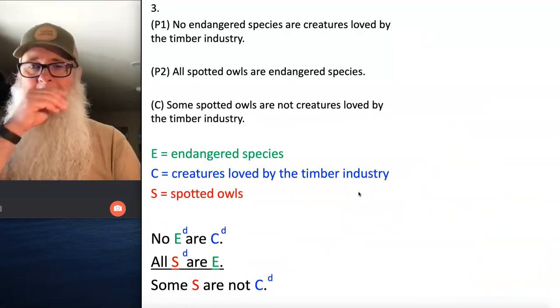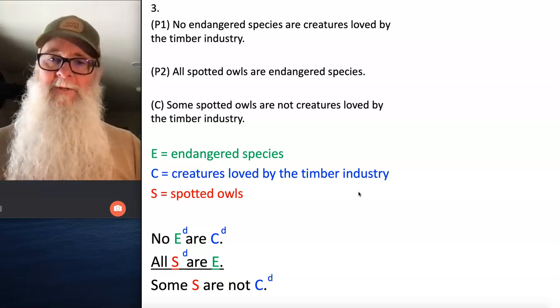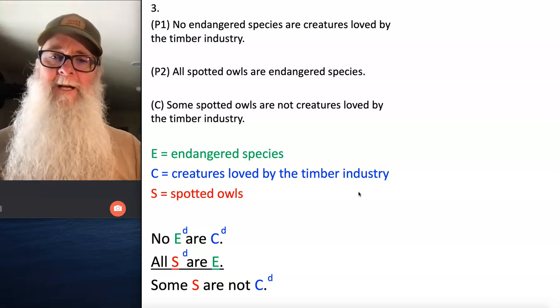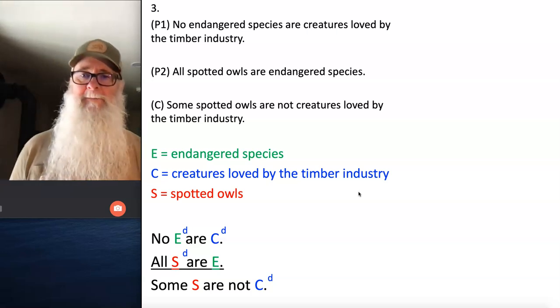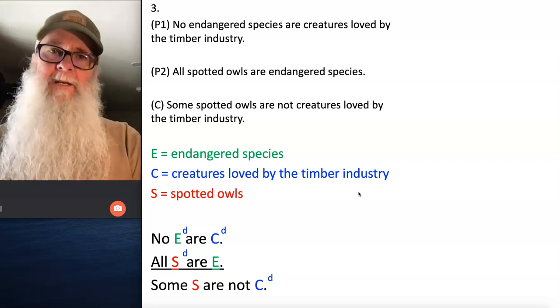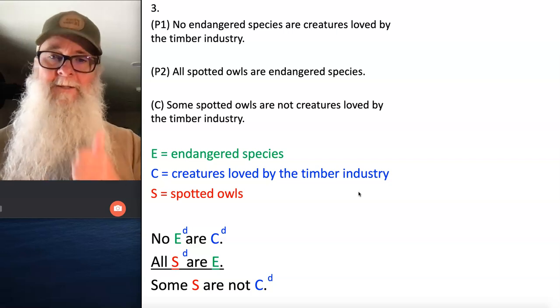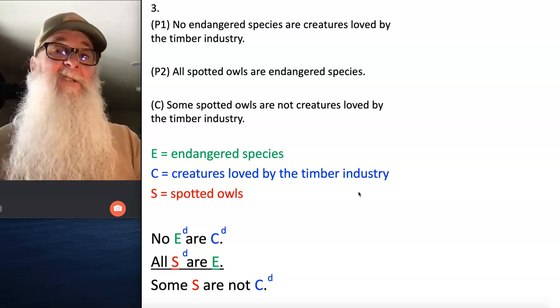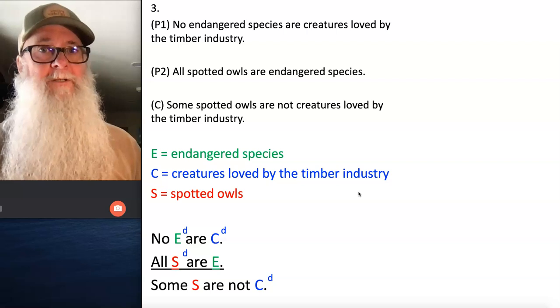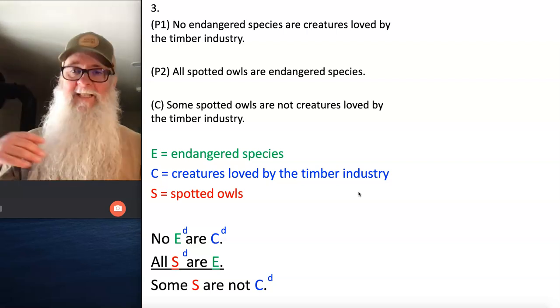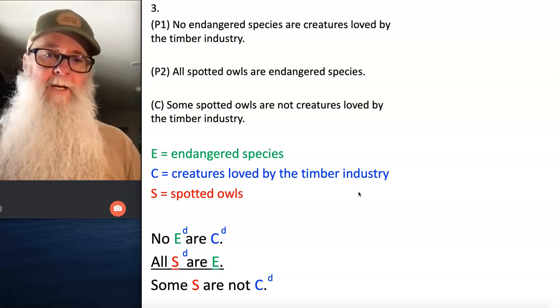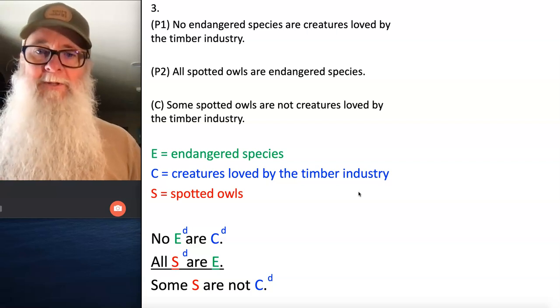Argument number 3 is this. I chose E, C, and S to represent my terms. We've marked all of our distributed terms. And we can see that E is our middle term, and rule number 1 says the middle term has to be distributed at least once. It's distributed in the first premise, so good for that. C is distributed in the conclusion, and it's also distributed in the first premise, so we can see there that we comply with rule number 2.